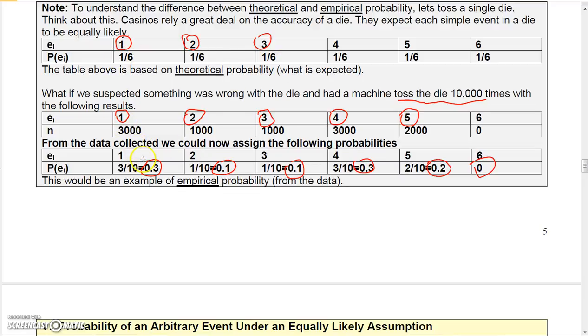They add up to 1. Well, these add up to 1 as well. If you add all of these probabilities up, they're going to add up to 1. So basically that's the difference: up here we had a theoretical experiment, and here we have an empirical experiment.